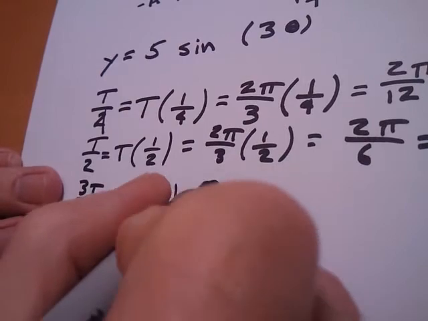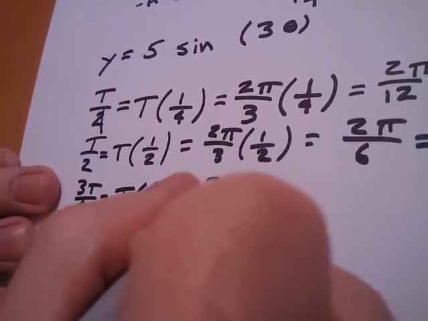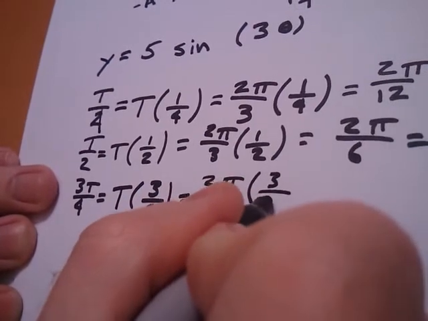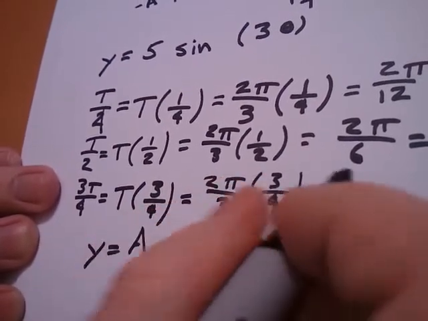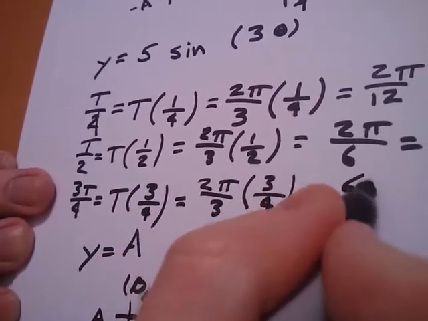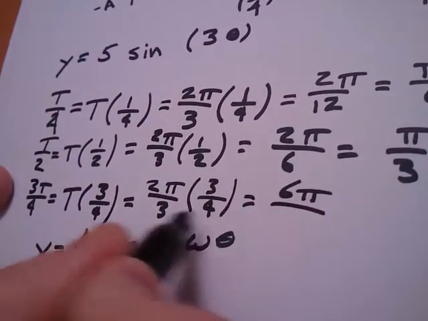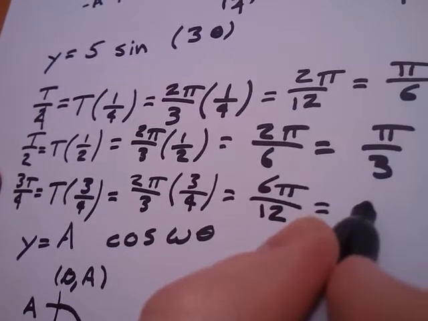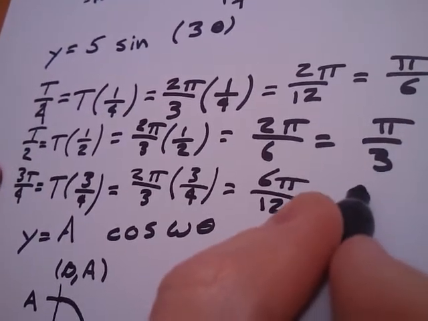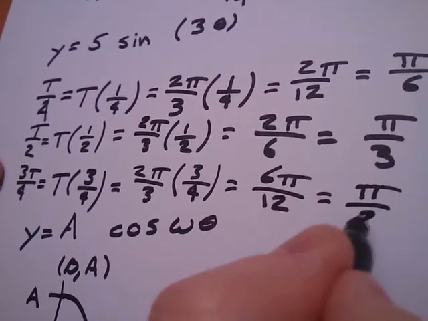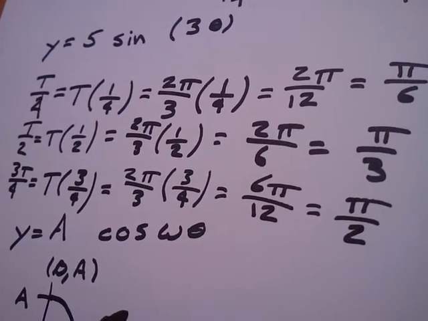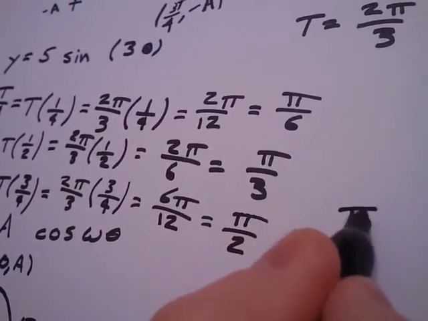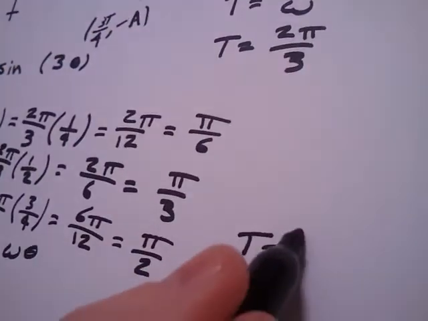So we get 2 pi over 3 times 3 over 4. Multiply across on the top, we get 6 pi over 3 times 4, 12. And reduce, divide top and bottom by 6, we get pi over 2. And then our last one here would just be t, which we already said, well, that's 2 pi over 3.